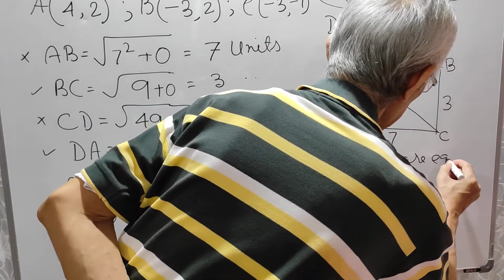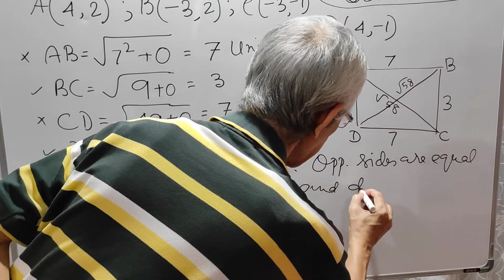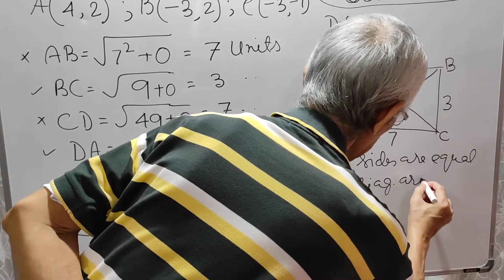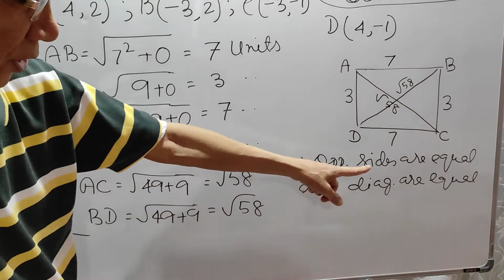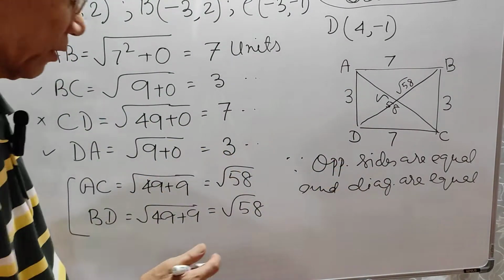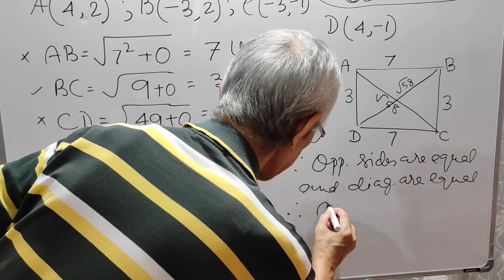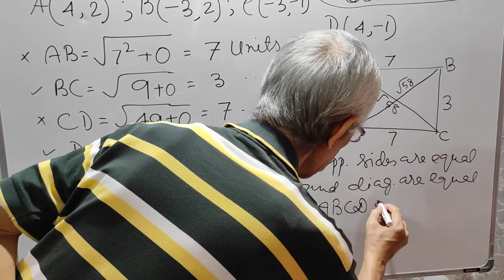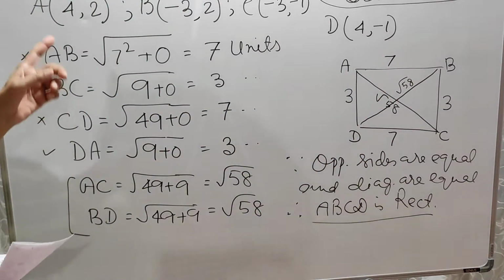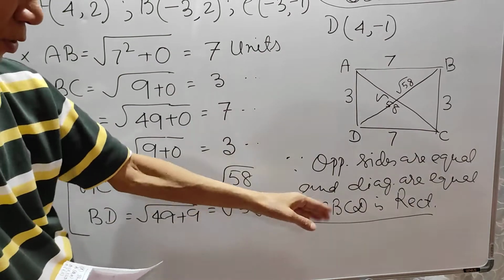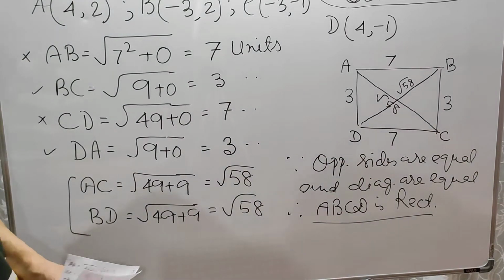Since opposite sides are equal, and also diagonals are equal, therefore what do we conclude? ABCD is a rectangle. We were asked to show these 4 points are vertices of a rectangle, so that is the conclusion. They must be vertices of a rectangle. Which rectangle? ABCD. Is it clear?